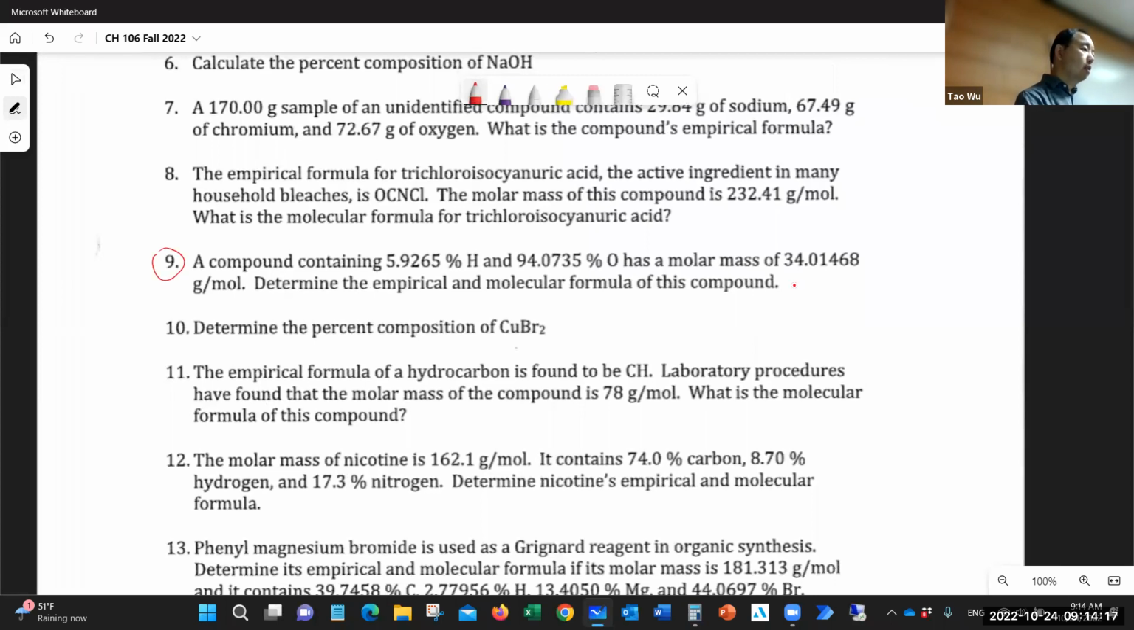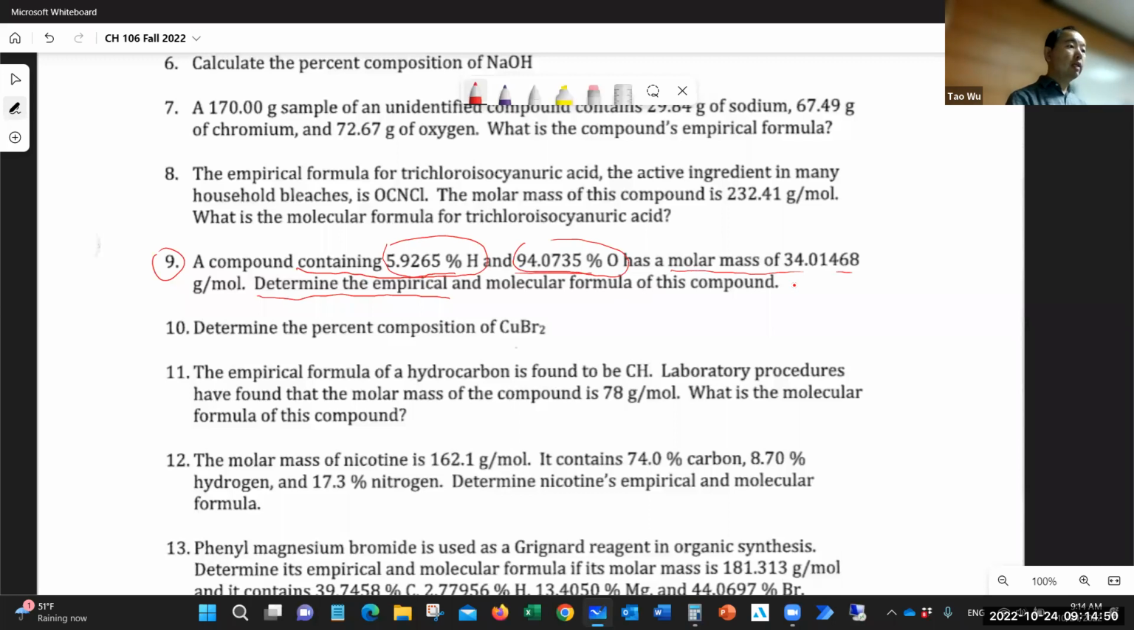So first, this one is that we have a compound containing 6.9265% of the hydrogen and 94.0735% of oxygen, and has a molar mass. We don't have to worry about the molar mass first. So we just go based on the hydrogen percent and the oxygen percent, and then we're going to determine what is the empirical formula for this compound.